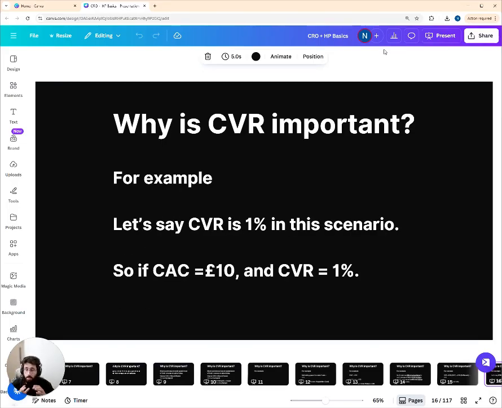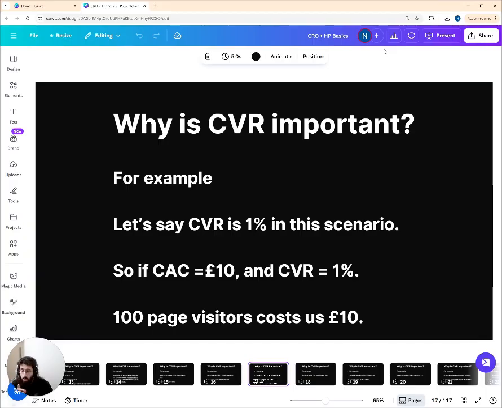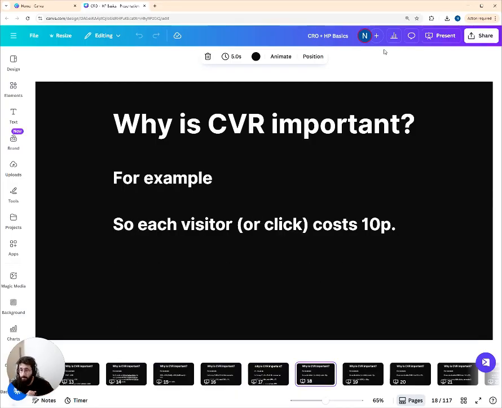Now, let's say conversion rates are 1% in this scenario. So if CAC is £10, cost to acquire a customer is £10, and our conversion rates are 1%, that means that it takes 100 page visits to get us £10 of profit. So 100 people visit the website, our conversion rate is 1%, so one of those people makes a purchase. The purchase they make is worth £30, but we have to spend £20 for marketing and fulfillment, which leaves us with that £10 profit.